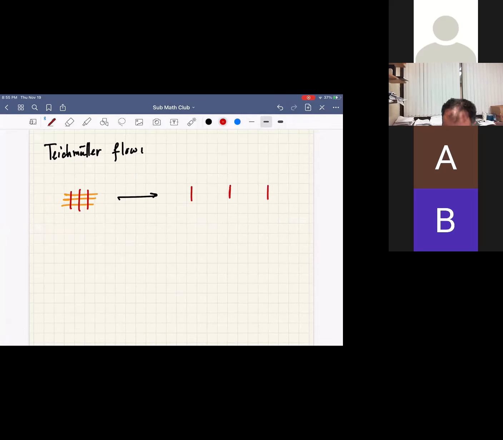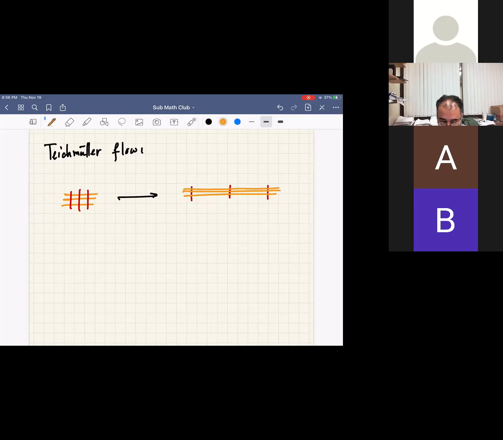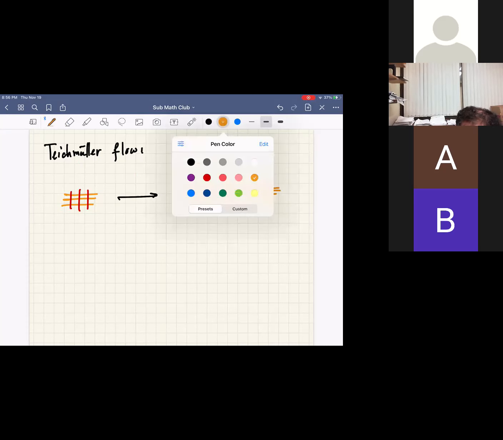These red ones are going to get further from each other, and the other ones, the horizontal ones, get even closer to each other. And this is what the Teichmüller flow does locally on this surface. And then when we patch these things back, we get a deformation of our surface. Let's call it g_t.